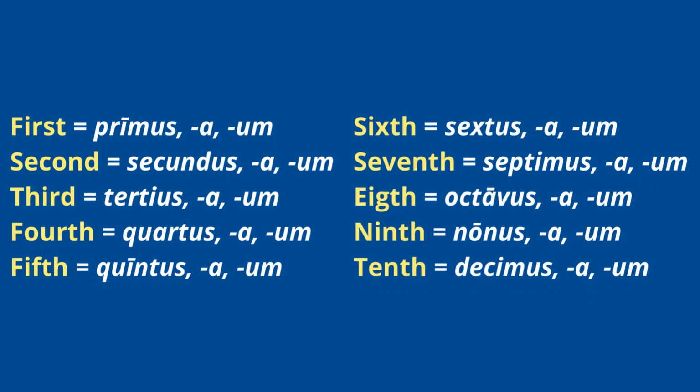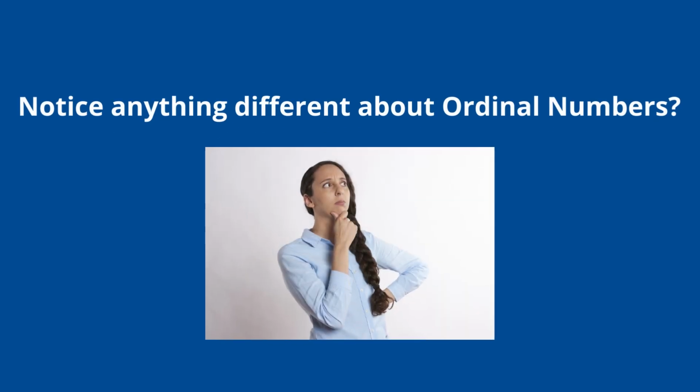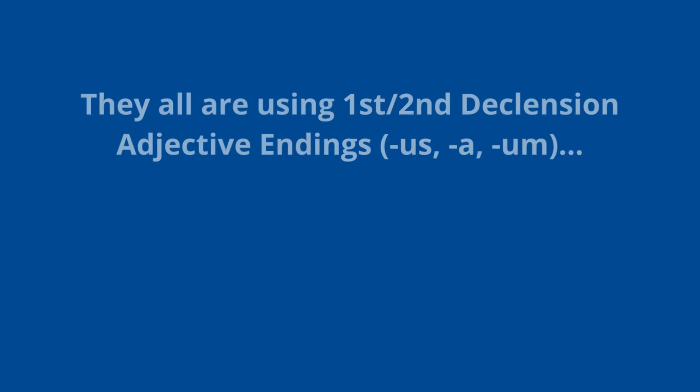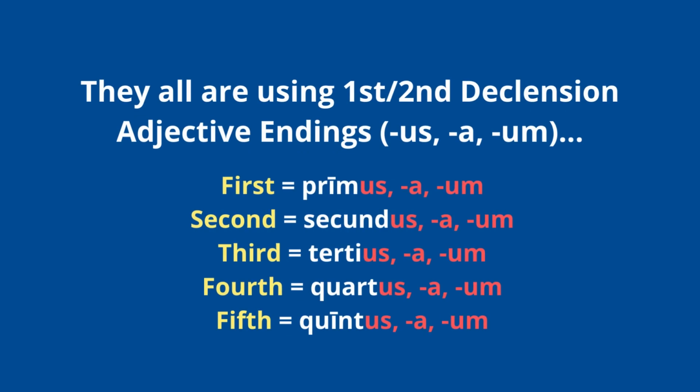Okay, so these are the ordinal numbers. For first, we have primus, primus, a, um. Second is secundus, a, um. Then we have tertius, quartus, quintus, sextus, septimus, octavus, nonus, and decimus, right? If we look at these pretty closely, something should stand out to you about the ordinal numbers. The thing that stands out is they're using first and second declension adjective endings. In other words, they're using us, a, um endings.